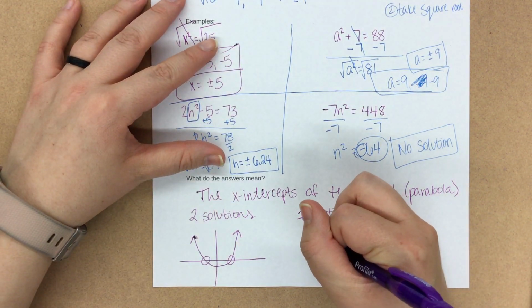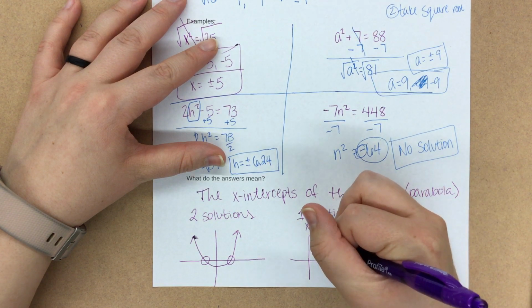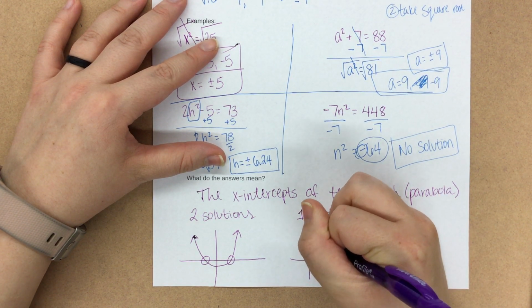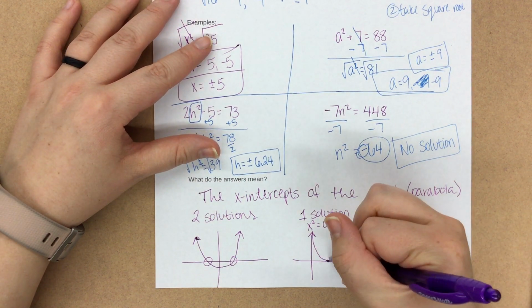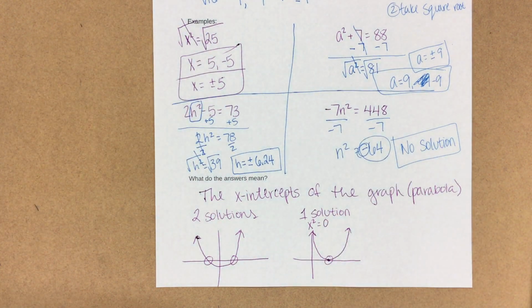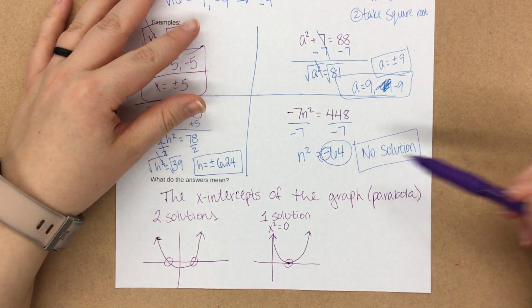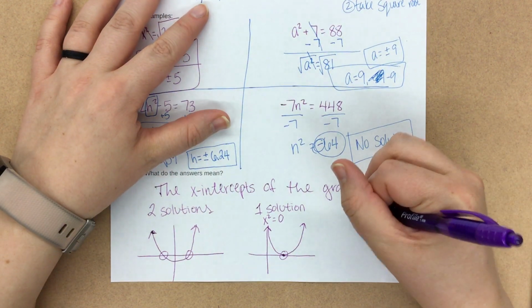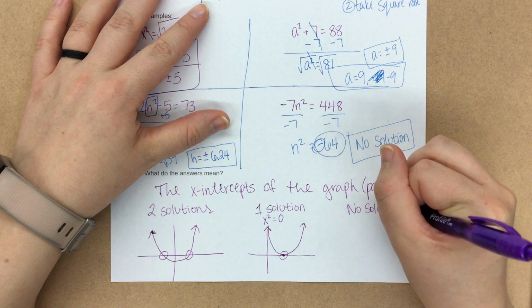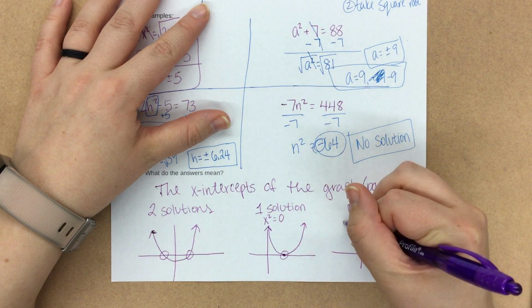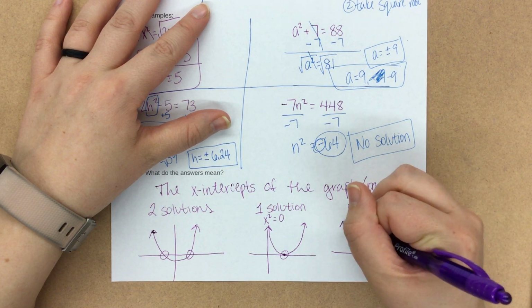Okay. And this looks like this, where the graph is just hitting my x-axis 1 time, and that 1 time would be the vertex. So this one would have to be the x-intercept is also the vertex. So, a no solution looks like this, when my graph does not even touch the x-axis.